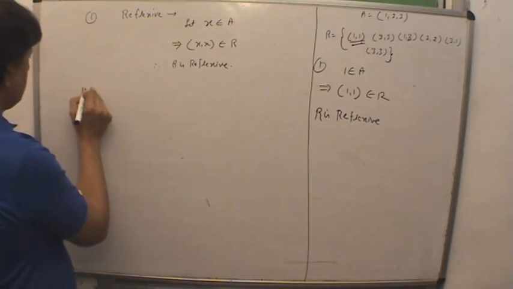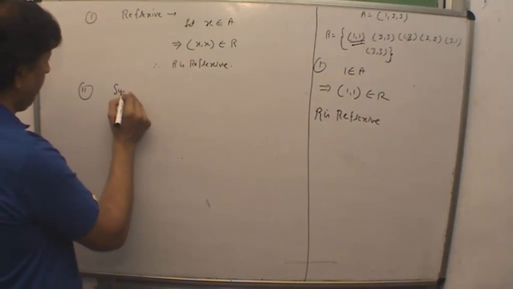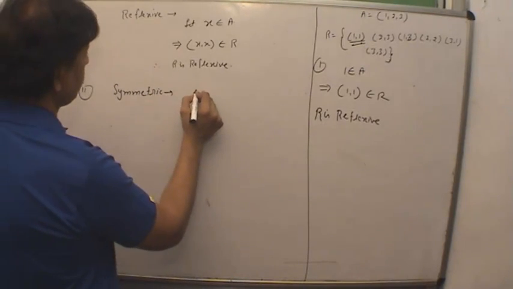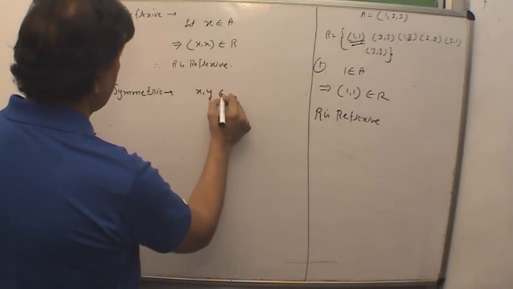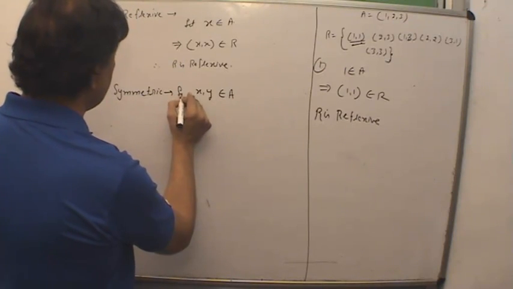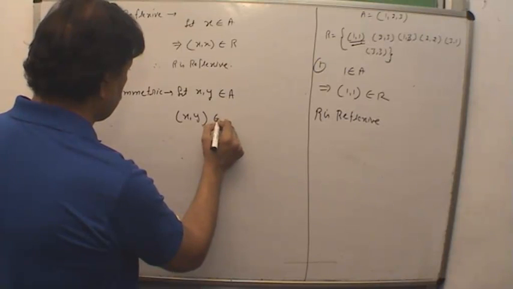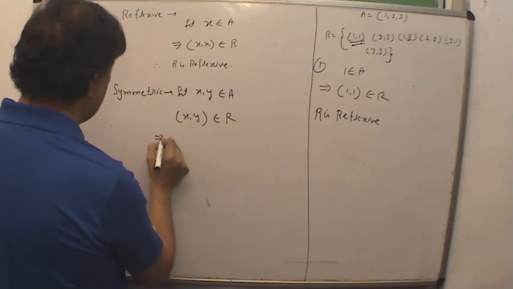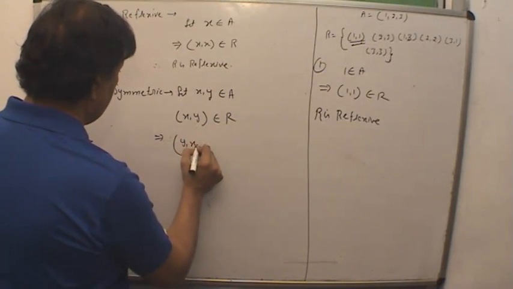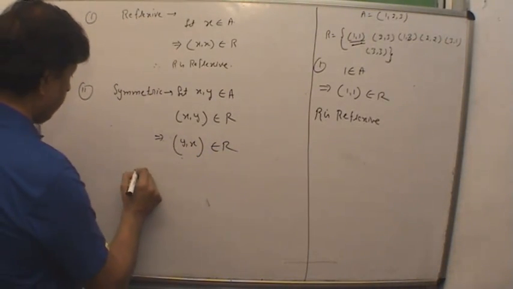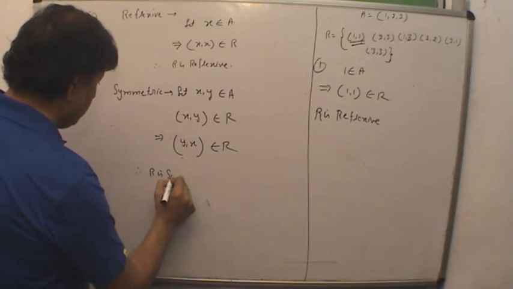Then we say symmetric. For symmetric, we require two members of the set. Let us say (X, Y) belongs to the given set. Then (X, Y) belongs to R. This implies (Y, X) must belong to R. If it is so, therefore R is symmetric.